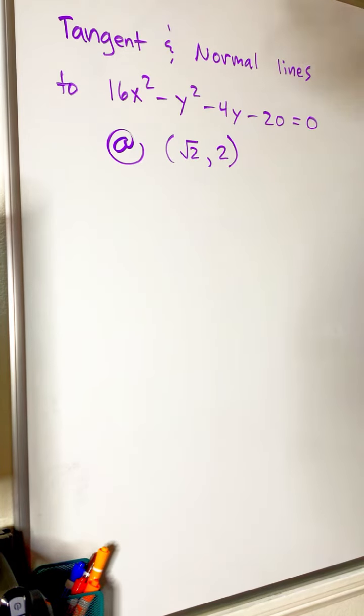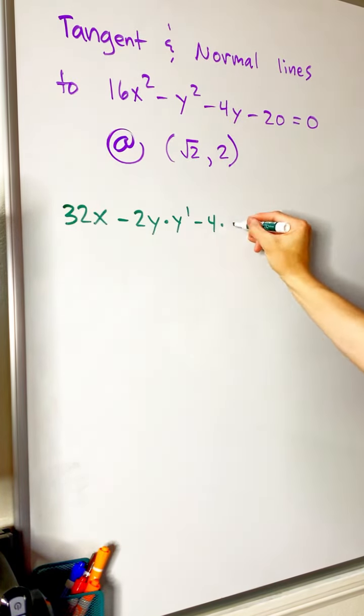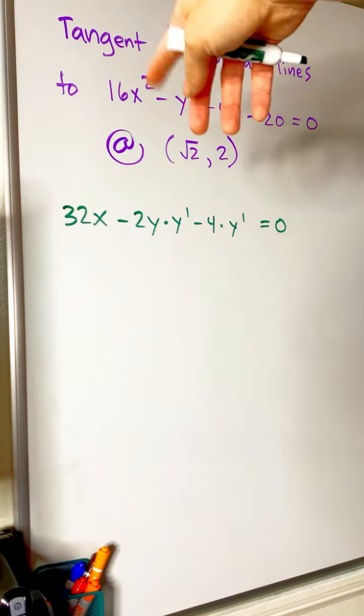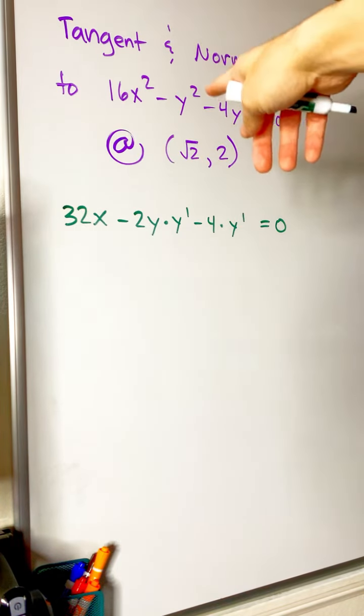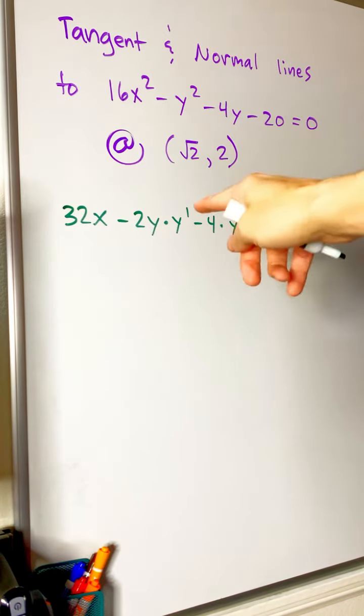So we want both the tangent and the normal line to this function at this point. So first we have to find the derivative. So this is what I got for the derivative of this one. Whenever you take the derivative of x's, it's just your regular derivative. But when you take the derivative of y's, do the regular power rule, but then you multiply by y prime.